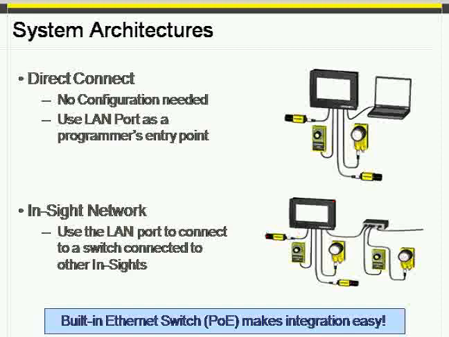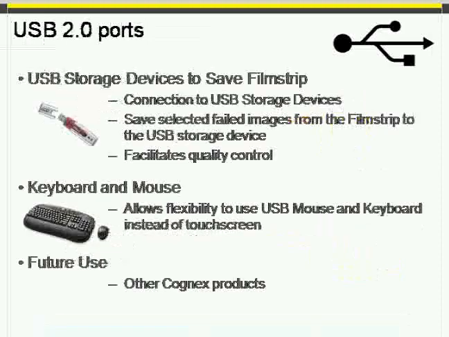Again, it has auto sensing, so it knows this one will need power over Ethernet, the micro cameras, but the 5400 and the Intellect camera here does not need power over Ethernet. They are powered differently. So that's some of the things for the VisionView panel, how you connect them network-wise. USB ports are basically for a storage device to save your film strip onto, or you can connect a hard drive through the USB port also, and a keyboard and mouse for that. We do have future uses for that, which will be coming up.